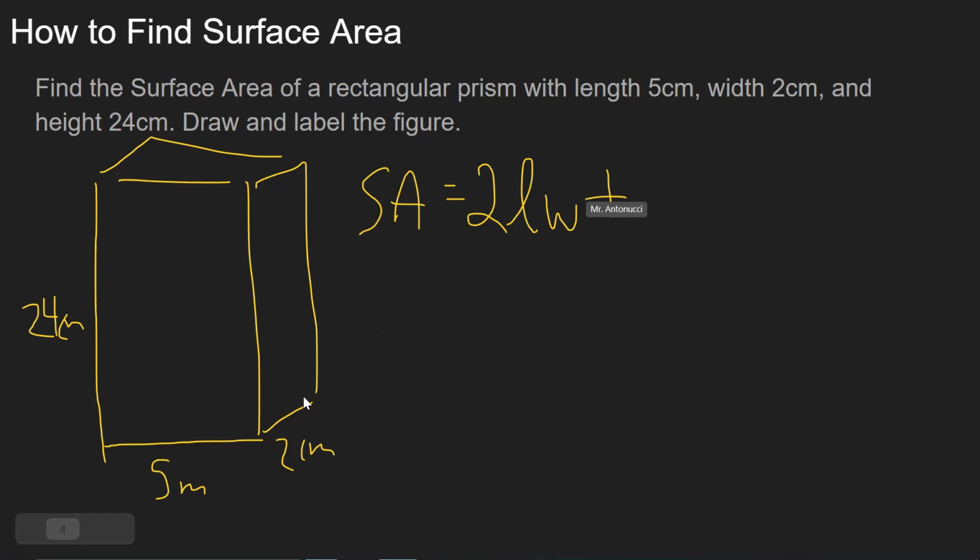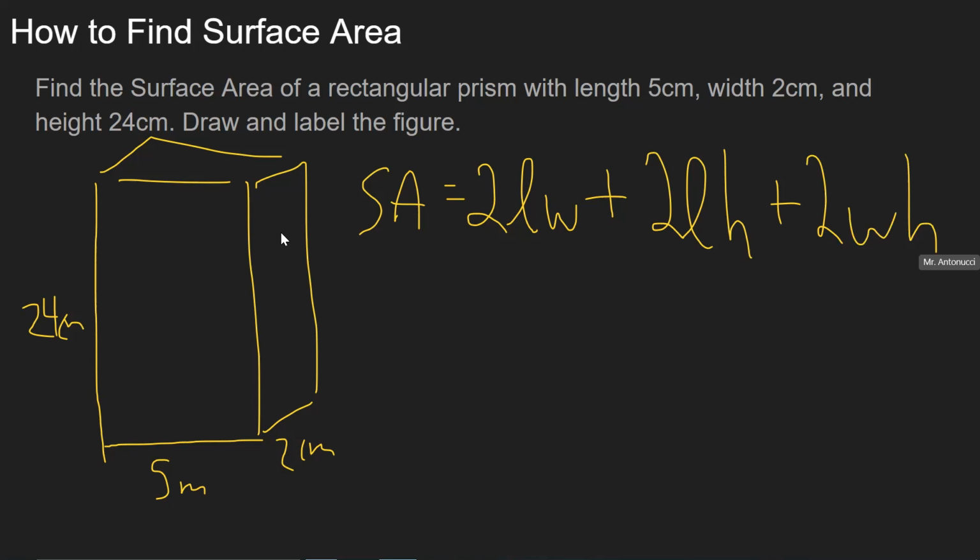And then you have 2 length times height. That would be the front panel and the back panel. So 2 times length times height. Plus, you also have width times height, which would be this right side. So 2 times the 24, and you'd have 2 of those. So 2 times the width times the height.